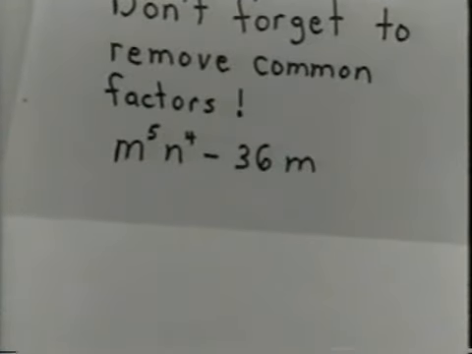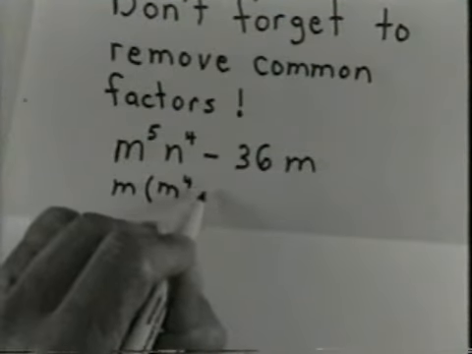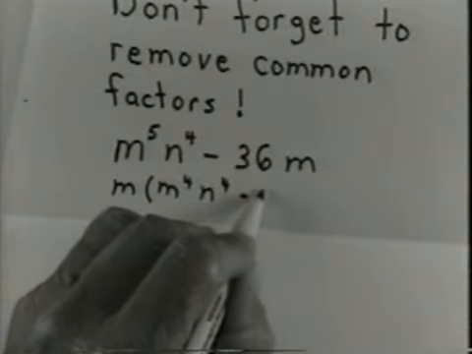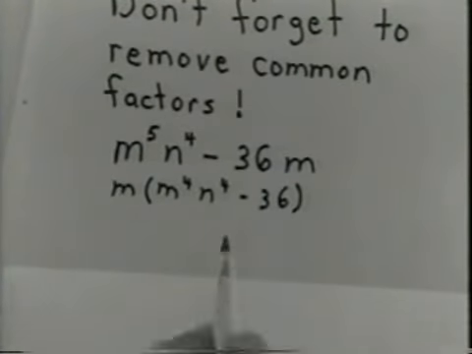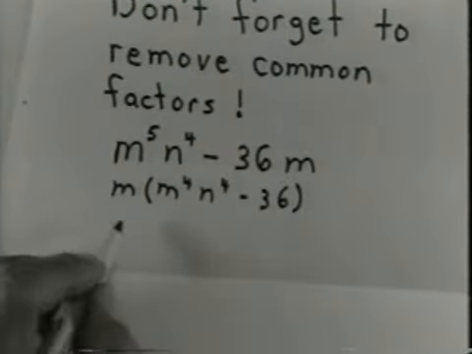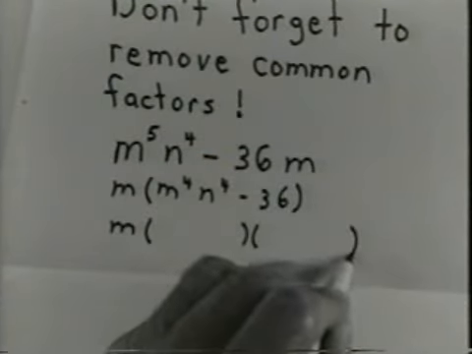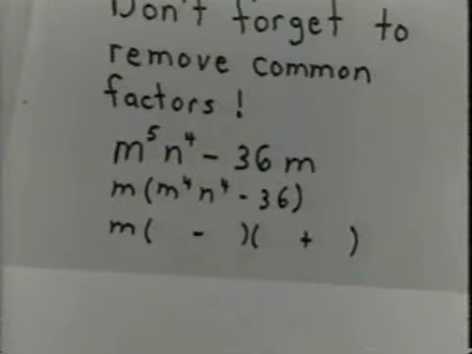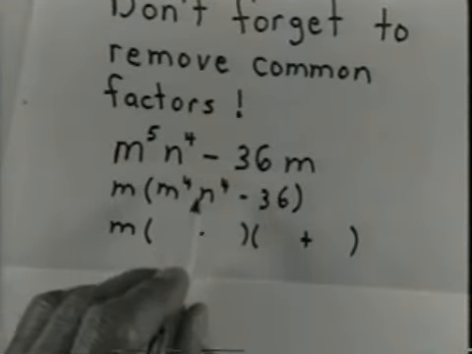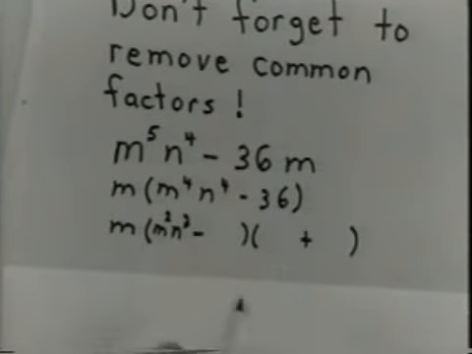If I factor out the common factor of m, I have m times m to the 4th, n to the 4th, minus 36. Now I have the difference of two squares. So be sure to bring down the m, because that's my common factor, and I'm going to factor it into the difference and the sum of the square roots. The square root of m to the 4th, n to the 4th is m squared, n squared. The square root of 36 is 6.